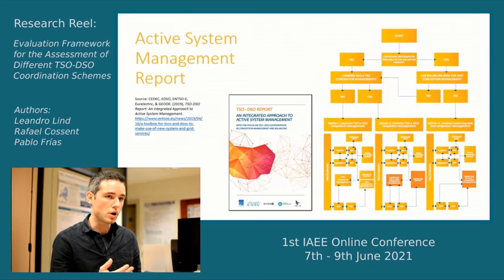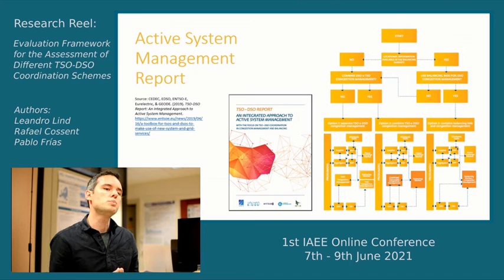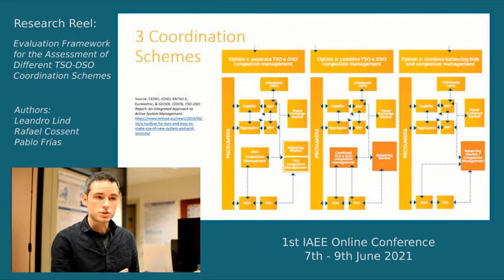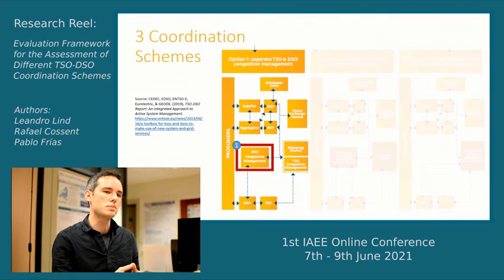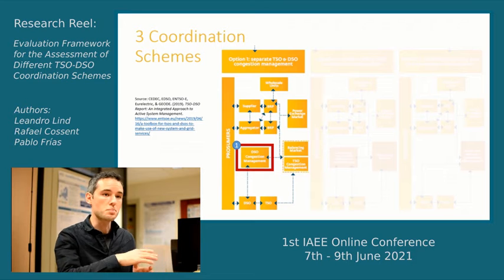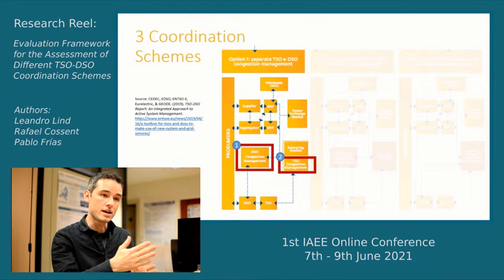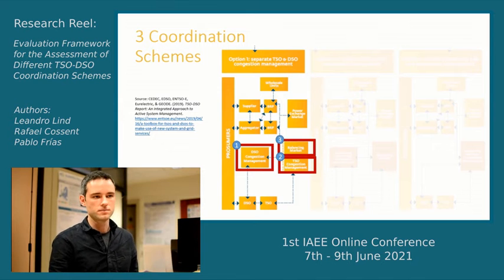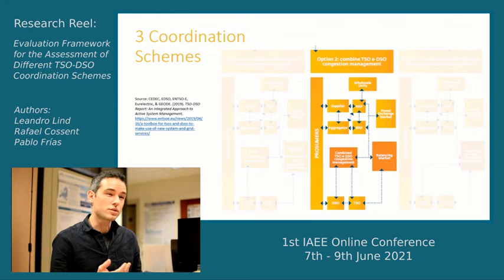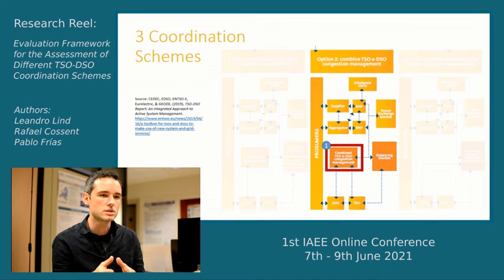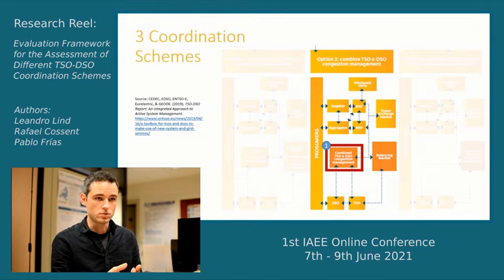The coordination schemes modeled in our research are the ones proposed by the Active System Management Report, written by ENTSO-E and the European DSO associations. In option 1, the DSO runs a local congestion management market. The results are then passed on to the TSO, which runs a central congestion management market and, after that, a balancing market. Option 2 consists of a combined congestion management market for transmission and distribution grids, in this case run by the TSO, and a balancing market following that.